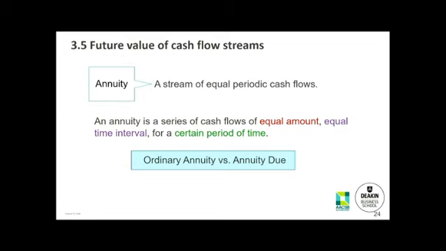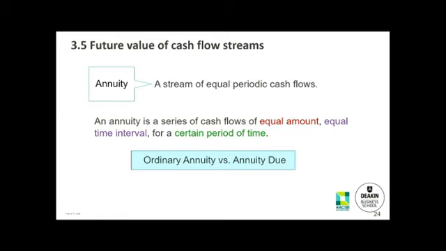Okay. So this is the annuity definition. An annuity is a series of cash flows of equal amount, equal time interval, for a certain period of time. Okay? A certain period of time. Now, ordinary annuity versus annuity due. The last bit of definition before we move to simple examples.